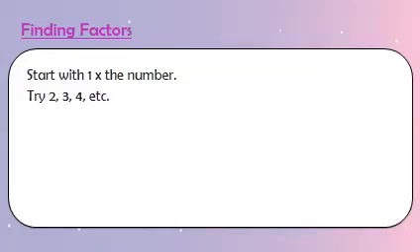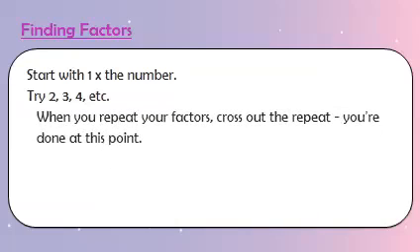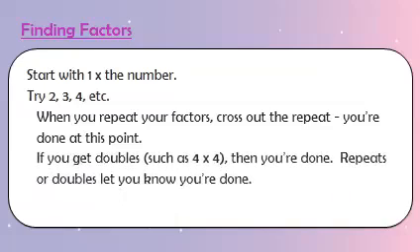Now, how can I find the factors of a certain number? Suppose you have any number. You start with 1 times the number, and then you try 2 times the number, 3 times the number, and 4 times the number. When you repeat your factors, cross out the repeat, and you're done at this point. If you get doubles, such as 4 times 4, then you are done, and repeats or doubles let you know that you are done.